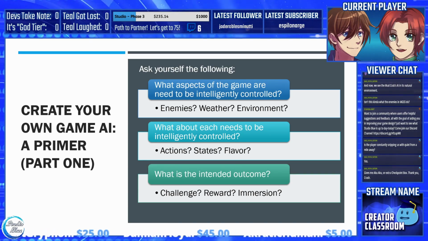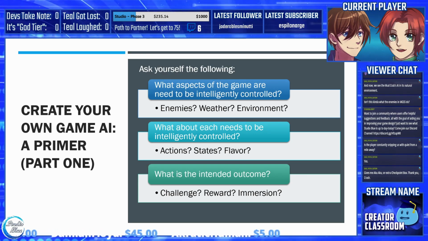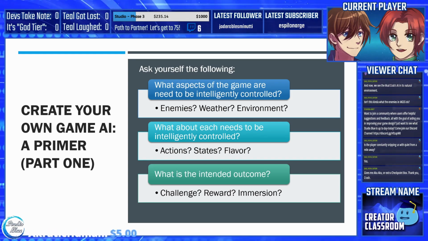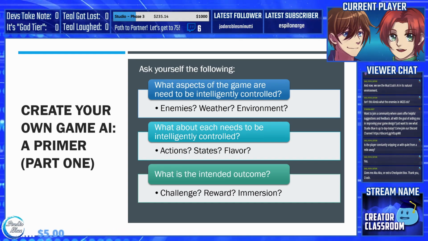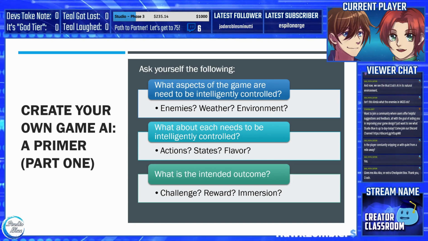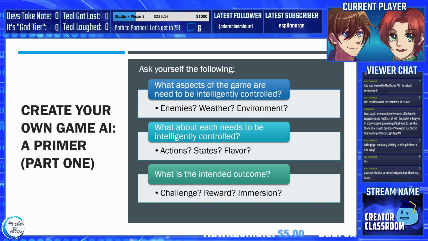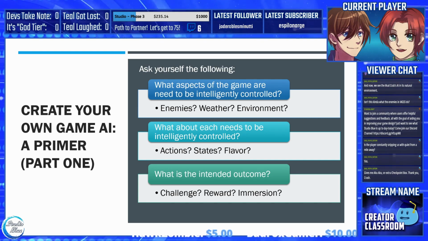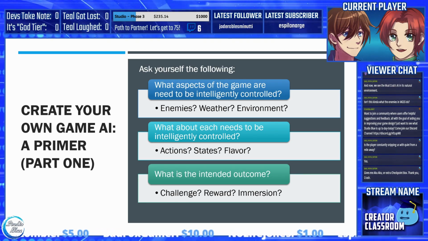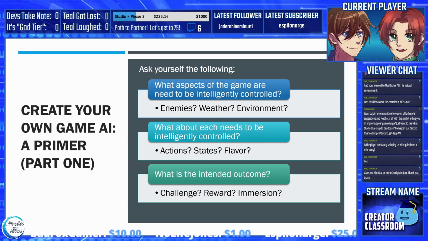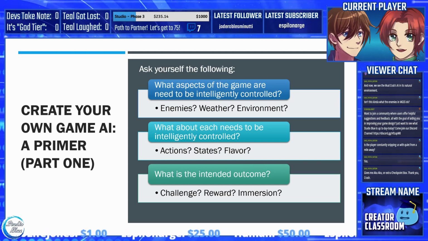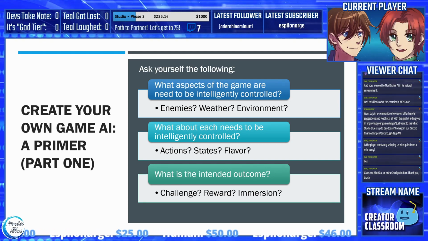Okay, so the first thing you need to do is ask yourself 3 questions. You're going to create your game AI, whether it be an RPG Maker game where it's nothing but conditional loops and common events, or if you're going to code that sucker in C# for Unity. Ask yourself these 3 questions. What aspects of the game need to be intelligently controlled? Because maybe it doesn't need to be everything. Maybe that floating platform doesn't need to be intelligently controlled. Maybe it just needs to move back and forth. Exactly. Maybe this enemy just hits you with a stick until it dies.